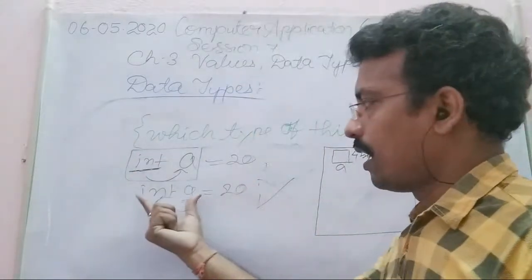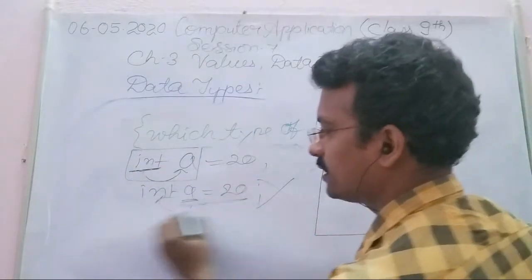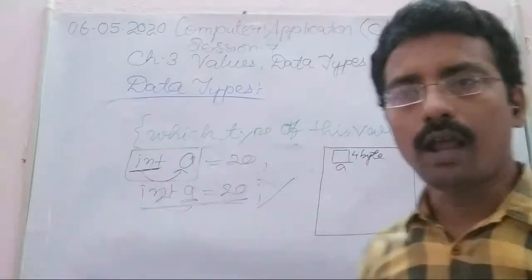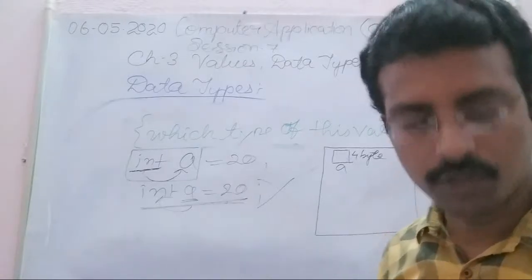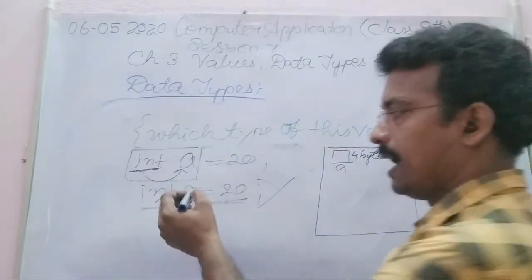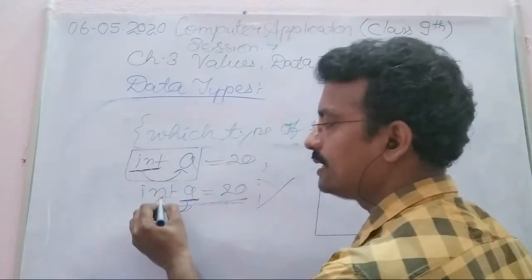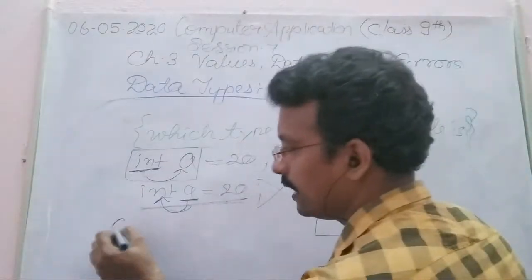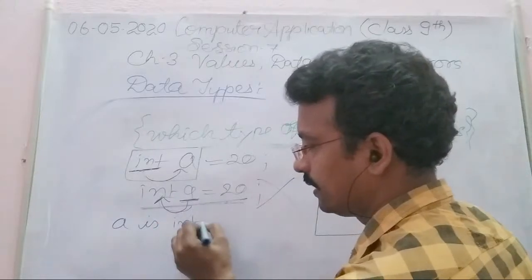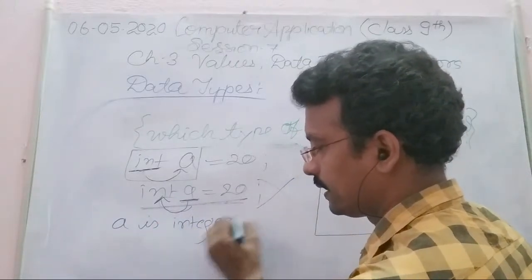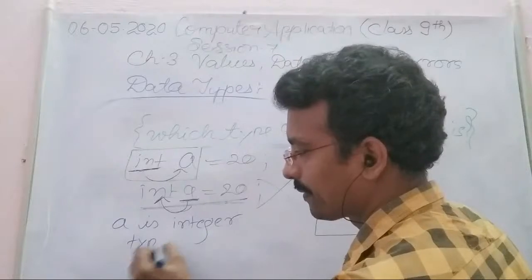Okay. So that's why we write this particular statement in Java, and this statement represents an idea for you all. That is, A is an integer type variable.